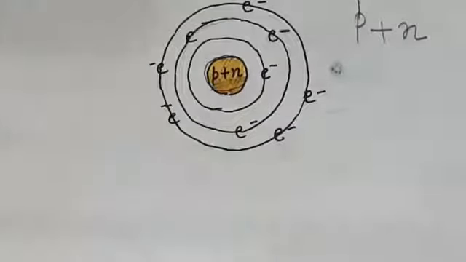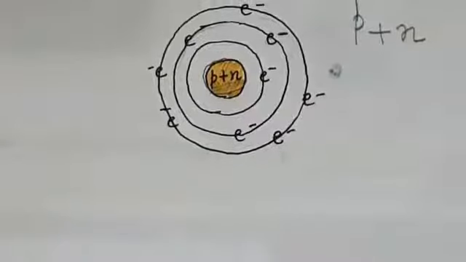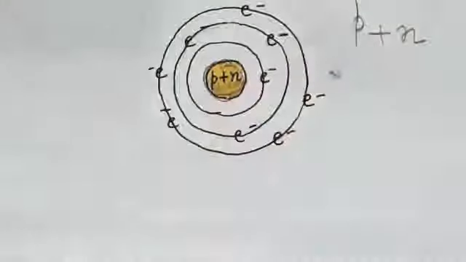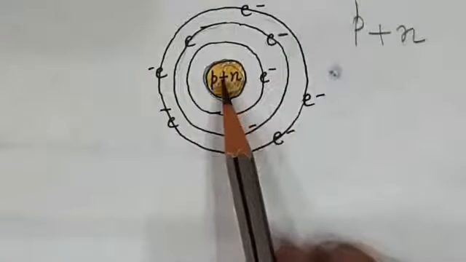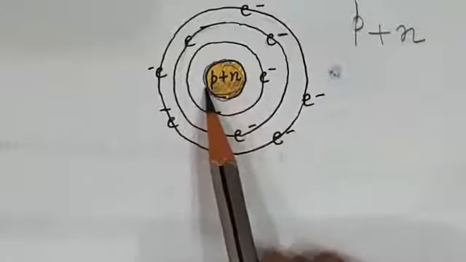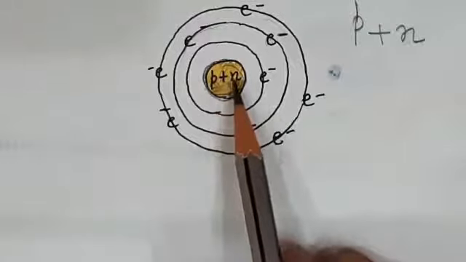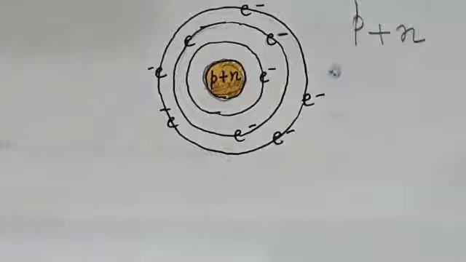So what is the mass of an atom? I told in the previous lecture that the mass of an atom resides inside the nucleus. So what is the mass? Sum of mass of proton plus mass of neutron. That is the mass of the atom.